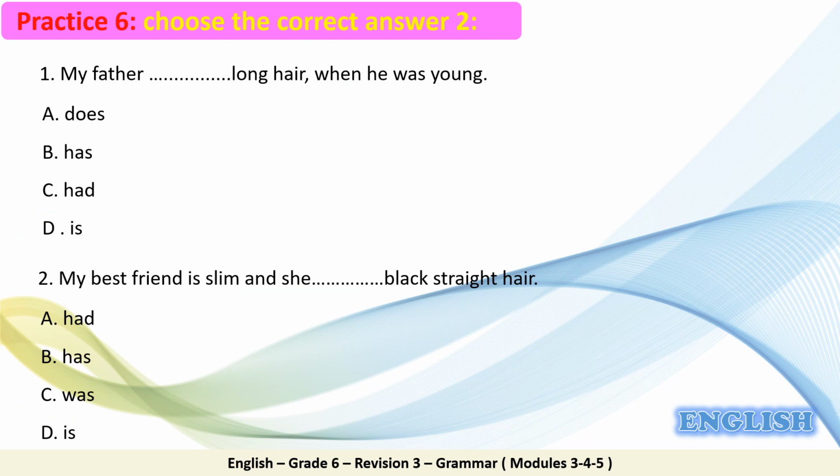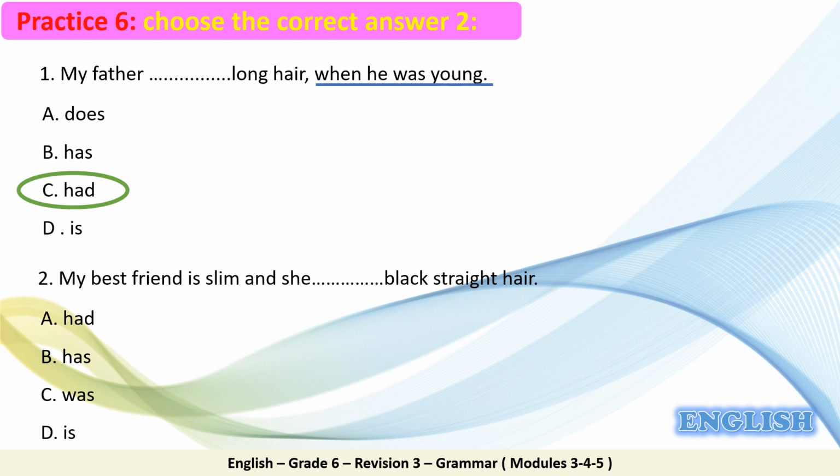The second set of questions, also we have to choose the correct answer. My father does or has or had or is long hair when he was young. Excellent. When he was young is about the past. And here my father. Could we say that my father has long hair in the past? No, of course. And my father had long hair. Good job, boys.